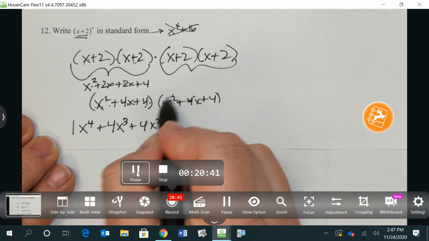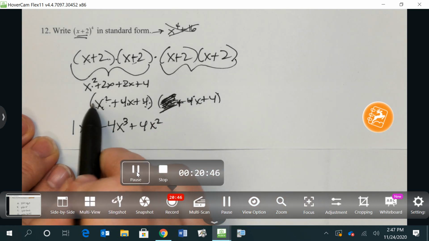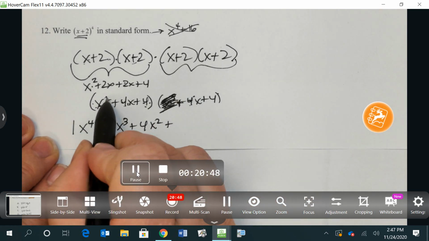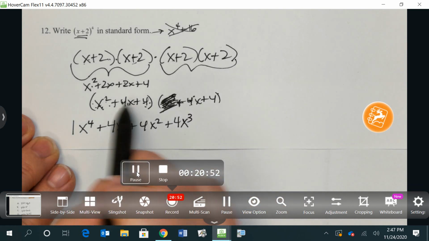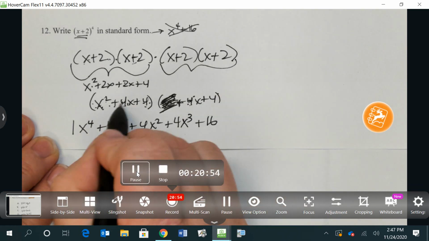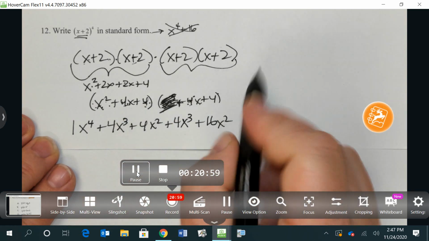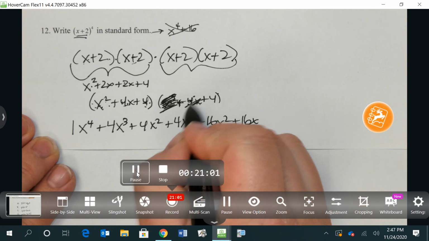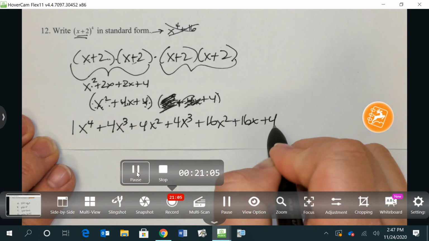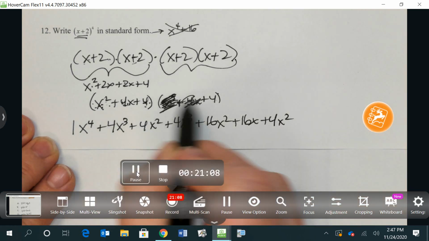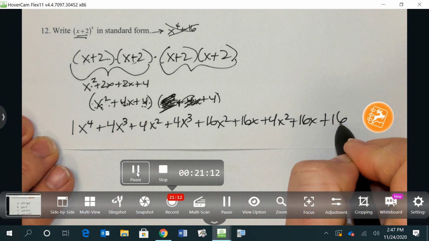So I've taken care of the first term, and I'm going to eliminate it so there's no confusion. 1 times 4 is 4. There's 1, 2, 3, 3 x's. 4 times 4 is 16, and 2 x's. And 4 times 4 is 16 again with 1 x. Lastly, it's just the positive 4 in the back. 1 times 4 is 4 with 2 x's. 4 times 4 is 16 with 1 x. And 4 times 4 is 16 by itself.